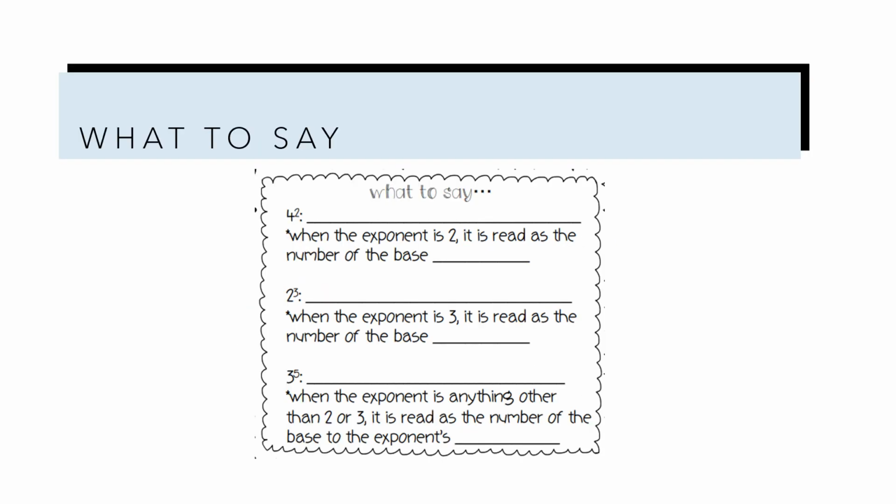All right. So how do you say this? Lots of people say this in lots of different ways, but there's really one correct way. So this should be read 4 squared. When the exponent is 2, it is read as the number of the base squared.